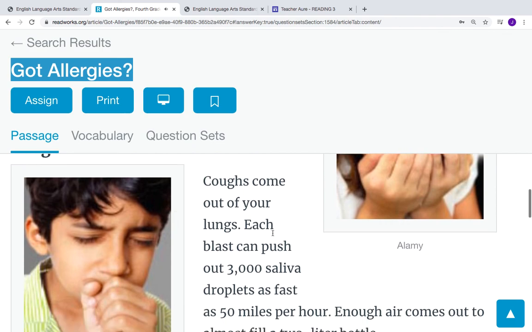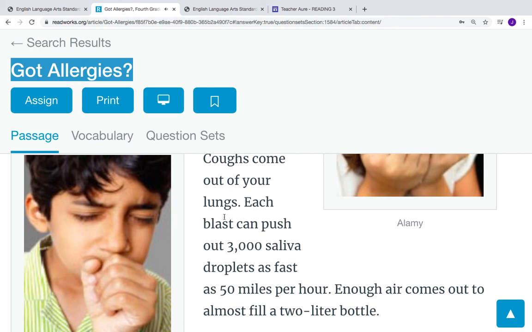Cough. Coughs come out of your lungs. Each blast can push out 3,000 saliva droplets as fast as 50 miles per hour. Enough air comes out to almost fill a 2-liter bottle.